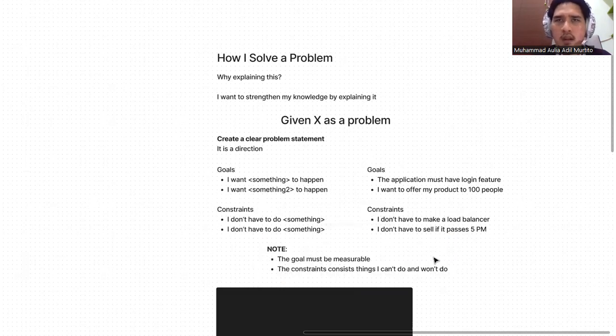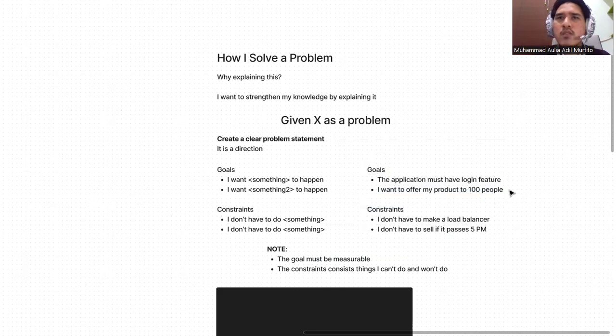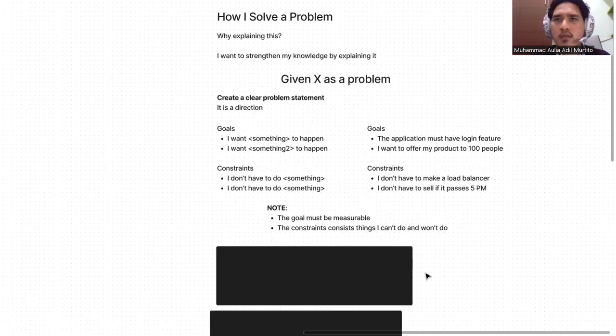So there is something that I want to note here, which is that the goal must be measurable. As you can see here, I guess this is quite measurable. I mean, if it is checked, it means that it passes the goal. As for these 100 people, I think it is quite obvious that it is already measurable. The constraint doesn't have to be measurable, but it could be. And like I said before, the constraints consist of the things that I can't do and won't do.